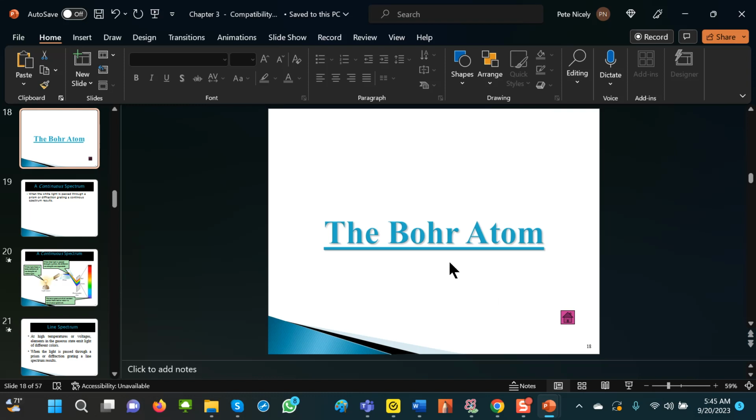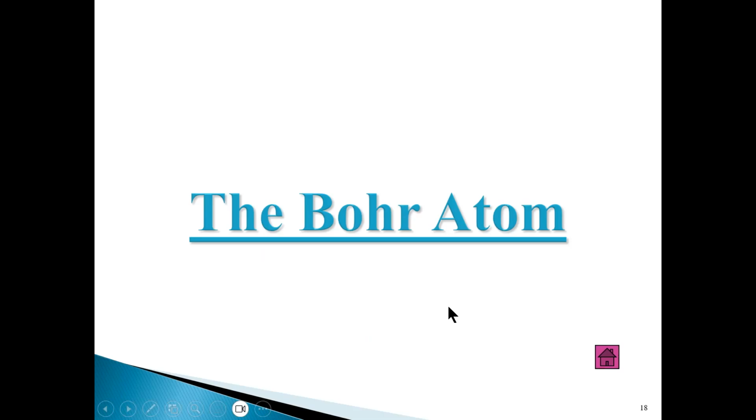So what we're going to look at here is one particular idea that was put forward years ago by a guy by the name of Niels Bohr. He put forward this notion, this model of the atom, which explains a lot of what we observe in terms of the energy levels and so on that we talked about earlier. So that's what we'll be focusing on in this particular video right here, the Bohr atom.